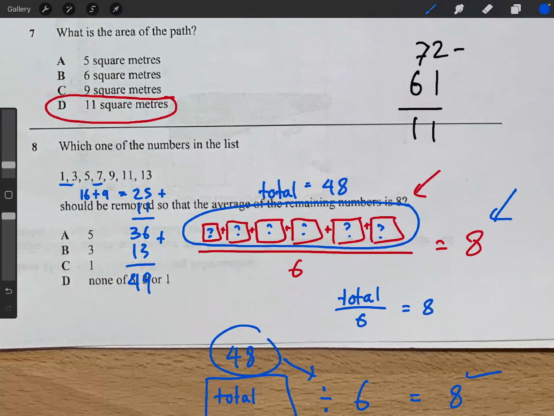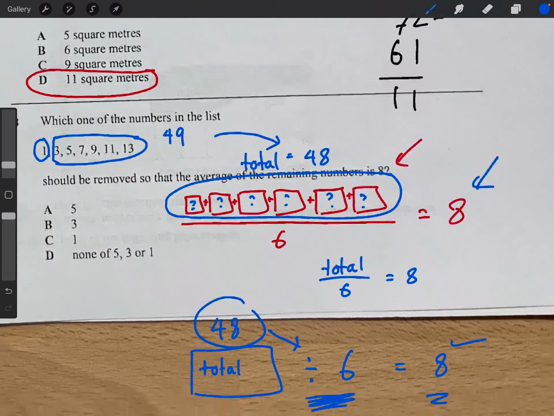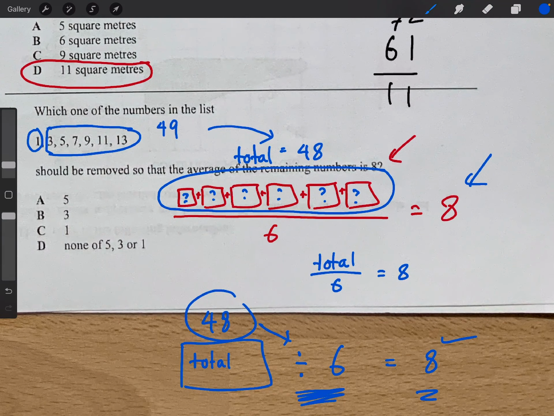Okay, so what that means is all of these numbers add up to a total of 49. Now we have to remove one number, and then the total will become 48. So which number do you think it is? Well, obviously it's going to be the number 1, isn't it? If we remove a 1, then the total is going to be 48 instead of 49. That's it. So the question asks which one of the numbers in the list should be removed so that the average of the remaining numbers is 8, and the answer is going to be 1. And that's the answer there.